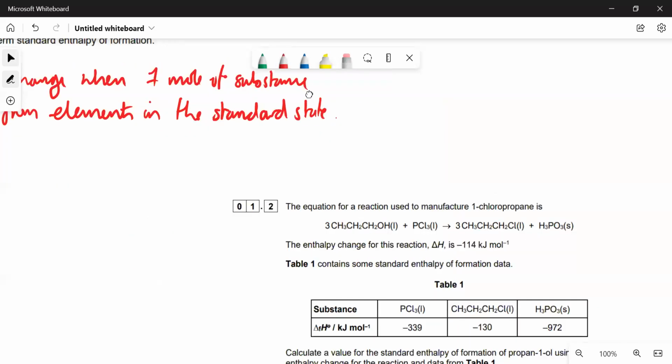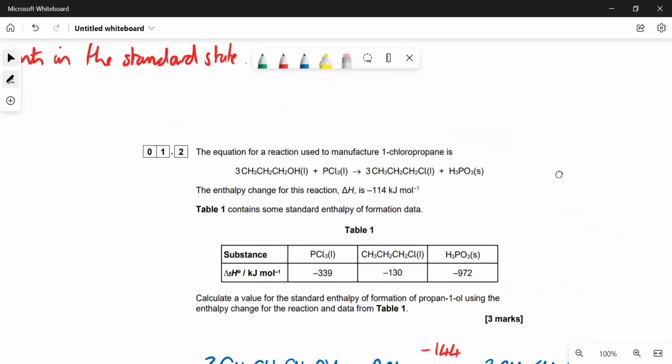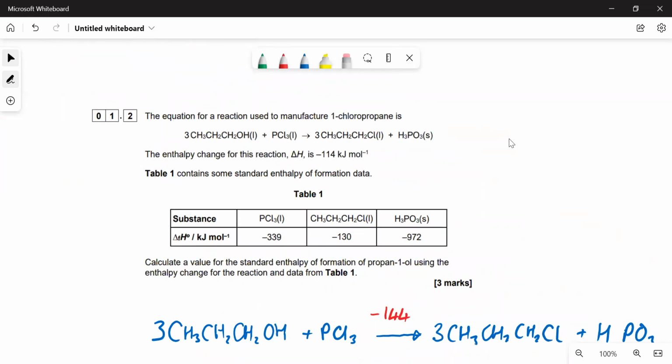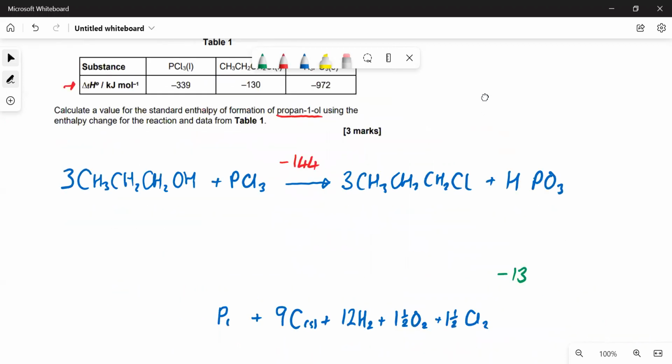So now here is a question I'm going to use. It's going to use Hess's law. So we've got the equation for this reaction. We've got an alcohol here reacting with PCl3 to make a haloalkane. Right, and they give us the enthalpy change of this reaction, minus 114, and they give us here in the table all of the standard enthalpy of formations, except they don't give it for propan-1-ol, and we've got to use that information to calculate the value for propan-1-ol. So obviously we're going to use a Hess's law cycle here, which I've drawn out here.